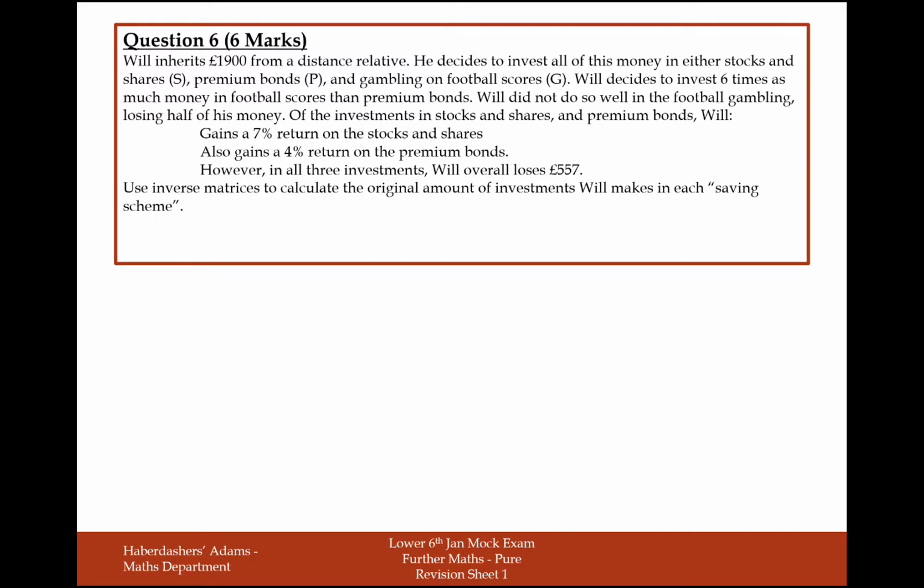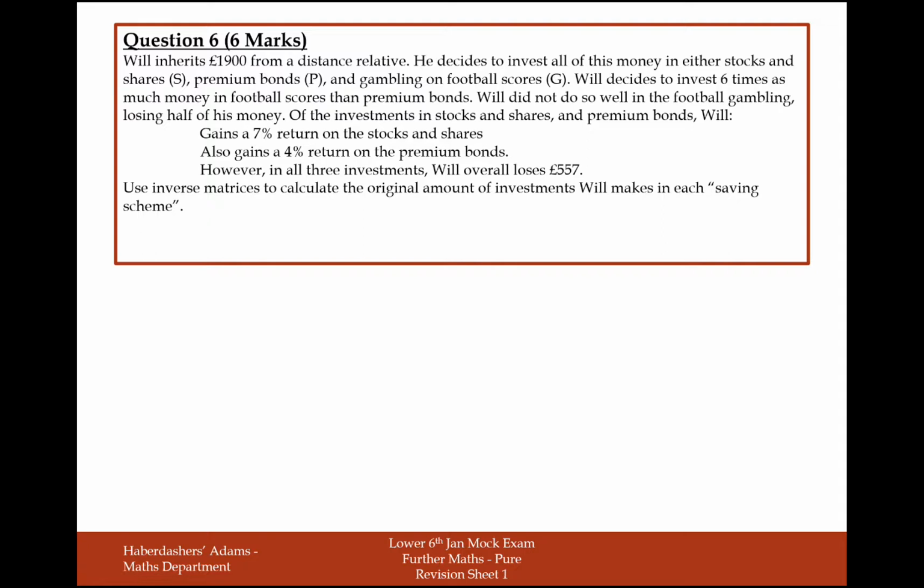Will did not do so well in the football gambling, losing half of his money. Of the investments in stocks and shares and premium bonds, Will gains a return of 7% on the stocks and shares, and gains a 4% return on the premium bonds. However, in all three investments, Will overall loses £557. Use inverse matrices to calculate the original amount of the investments Will makes in each of the saving schemes.